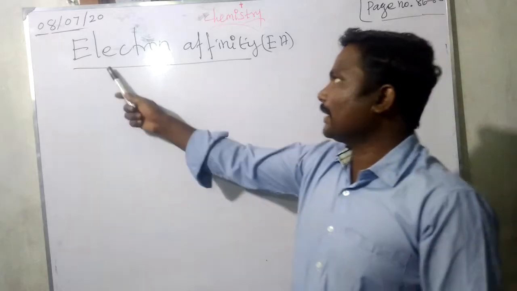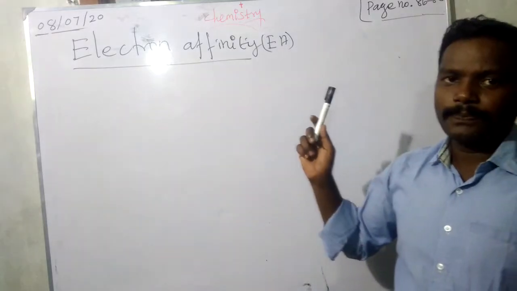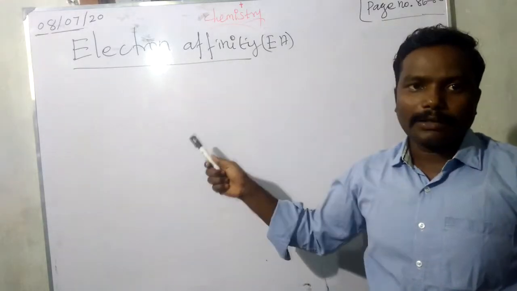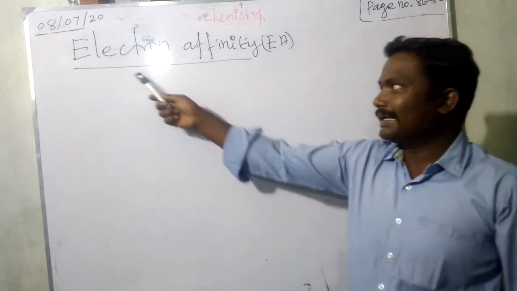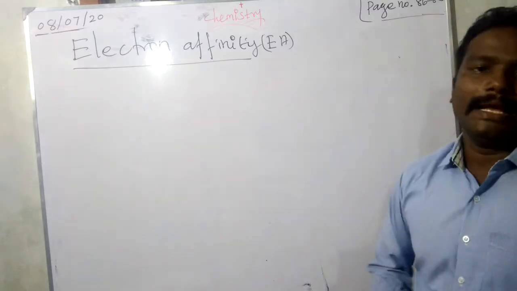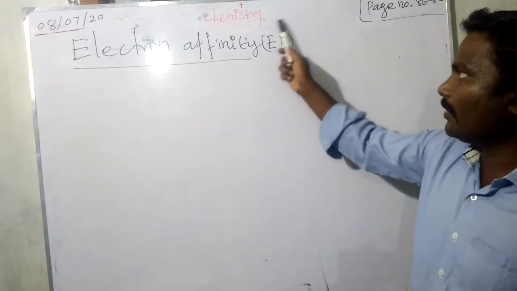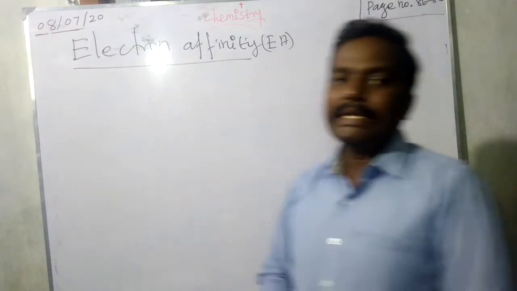So what is electron affinity, my dear students? While adding an electron, some energy is released by the element. That released energy is called electron affinity. We can simply write electron affinity as EA.